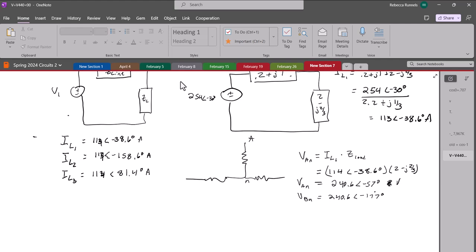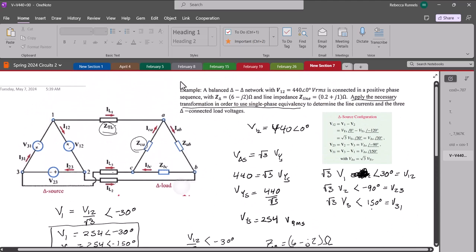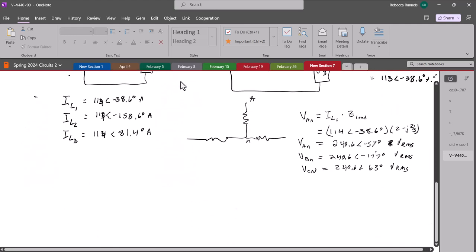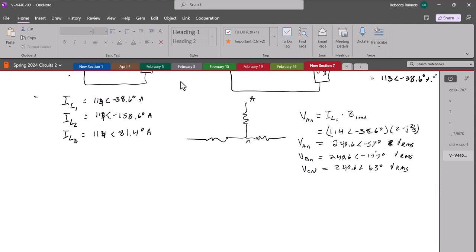This is VRMS, and VCN would equal that, and then add 120 degrees, which gets 63 degrees, VRMS. But we want to get VAB, because this number that we have right here would be a single phase equivalent, but we actually want the answer for our delta configuration.